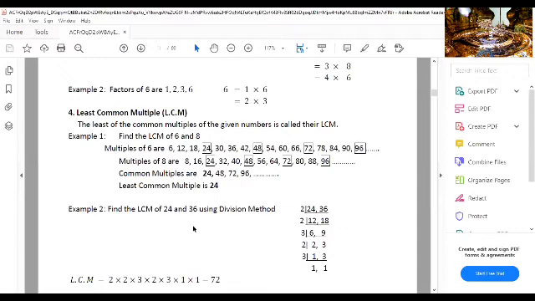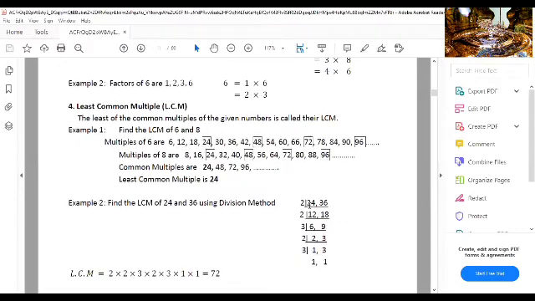Now another method. Find the LCM of 24 and 36 using the division method. Write 24 and 36 like this and divide with 2. 2 twelves are 24, 2 eighteens are 36. Now again we have to divide with 2.